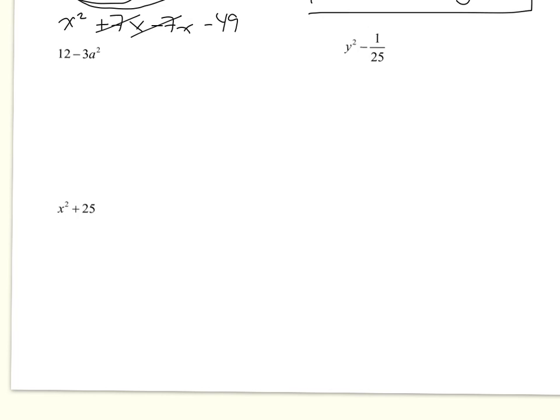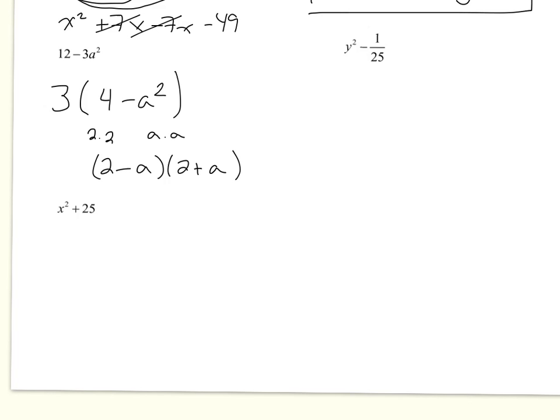If you look at 12 minus 3a squared, there's a GCF of these two of 3. They're both divisible by 3. So if I take a 3 out, I will have 4 minus a squared. So I should always start with that GCF. Now if I look at what's left in the parentheses, those are perfect squares, because 4 is 2 times 2, a squared is a times a, so they are perfect squares. So the difference of squares applies, 2 minus a, 2 plus a, and then I'll just put that 3, which was our common factor, out front.